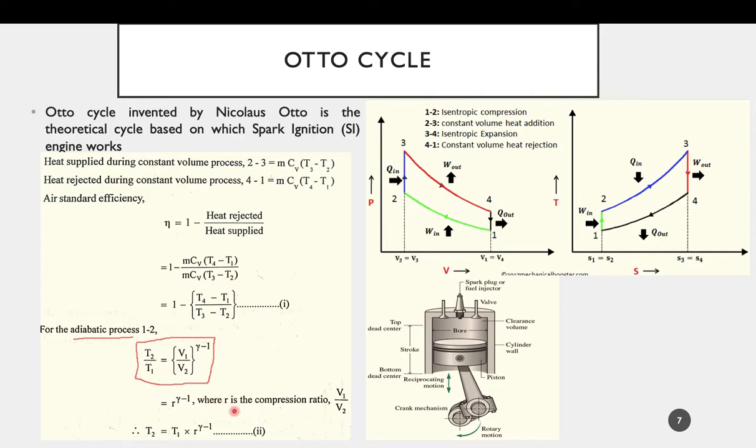So here compression ratio R is the ratio of total volume to clearance volume. Total volume is V1 and clearance volume is V2. So V1 by V2 represents compression ratio R of the engine. That is why V1 by V2 is represented as R. So we have T2 is equal to T1 into R raised to gamma minus 1.